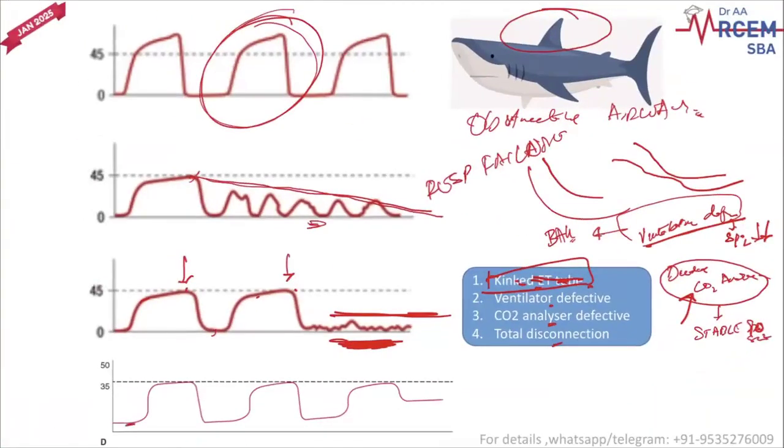Here, what you can see is the baseline increasing and increasing and increasing. That means there is retention of air. When do we see the retention of air? In obstructive airway disease, especially asthma. What is this? This is nothing but dynamic hyperinflation, which we have learned in our resuscitation chapter.